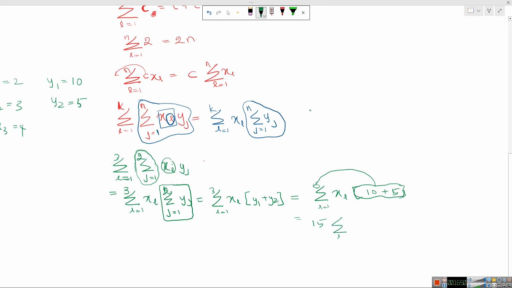So 15 summation i is equal to 1 to 3 xi. So this is equal to 15 into, now if I expand this summation, this will become x1 plus x2 plus x3, right? So for x1, x2 and x3 also we have been given values. So 15 times 2 plus 3 plus 4, right? So this will be equal to 15 times 9. So the answer would be 135, if I am not wrong.